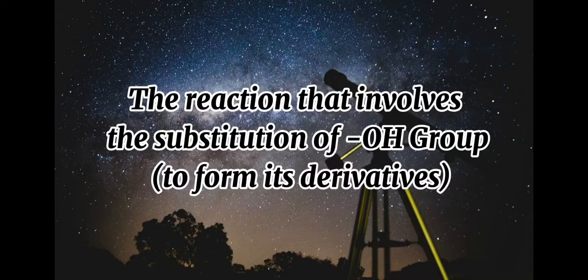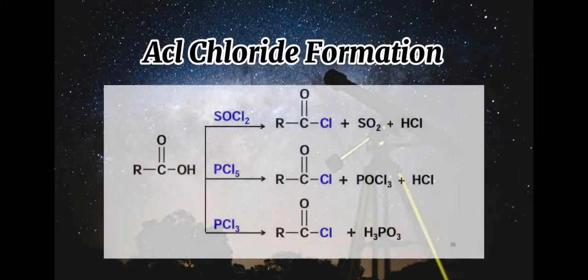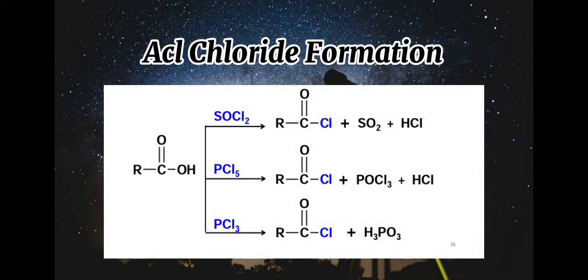The reaction that involves the substitution of the hydroxyl group to form its derivative is acid chloride formation. Acid chloride can be prepared from the reaction of carboxylic acid with thionyl chloride, which is SOCl2, phosphorus pentachloride, PCl5, or phosphorus trichloride, which is PCl3.